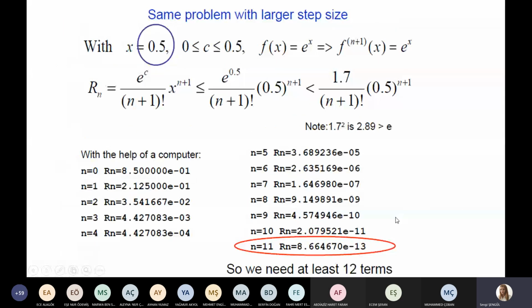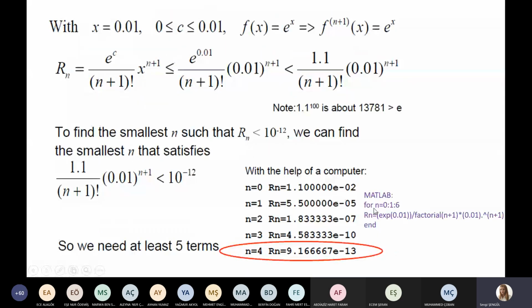And I wrote a small MATLAB script here that you can use to check these calculations. It starts from 0 and increases by 1, and I am just checking the remainder, e to the 0.01 over (n plus 1) factorial times 0.01 to the n plus 1, exactly the remainder term. It is going to calculate for n0, n1, n2, n3, n4, n5, n6. And you will check the results, and you will choose the one that is less than 10 to the minus 12 because you are looking for that tolerance, okay?